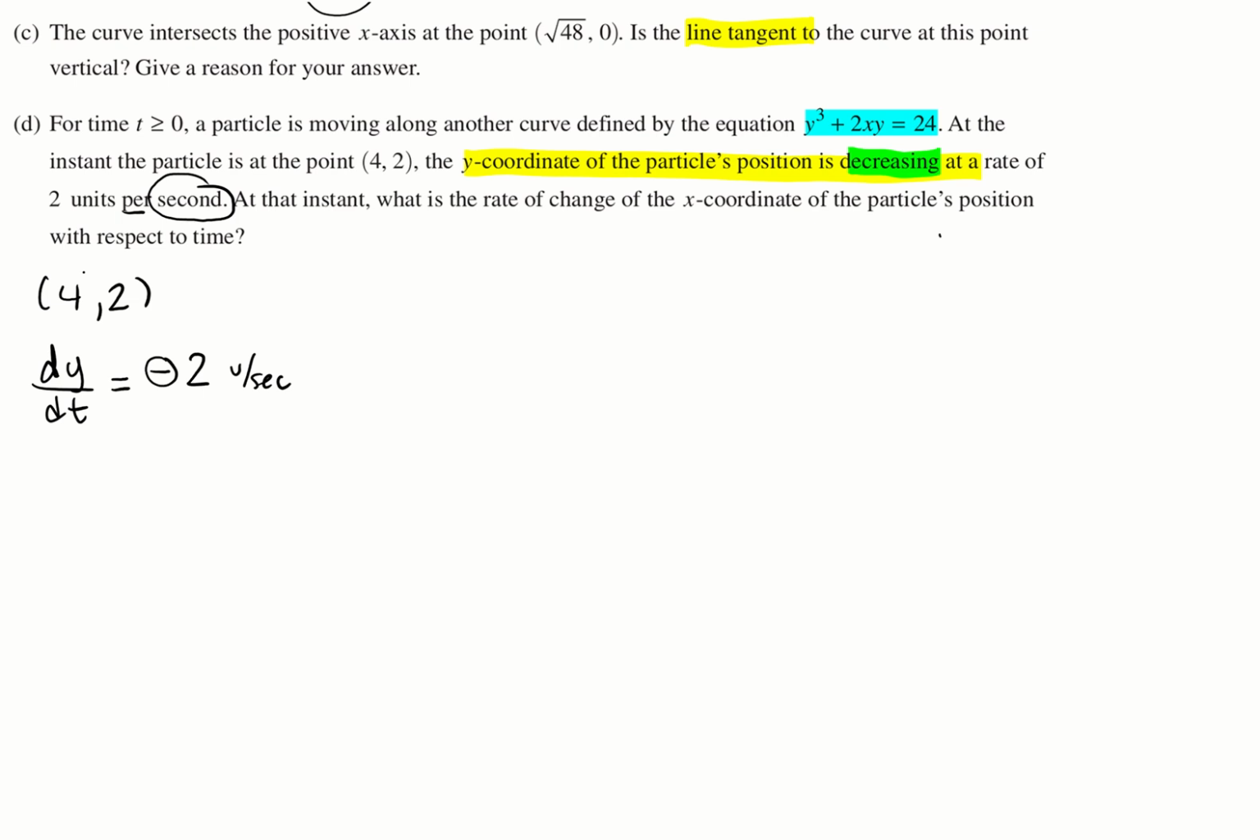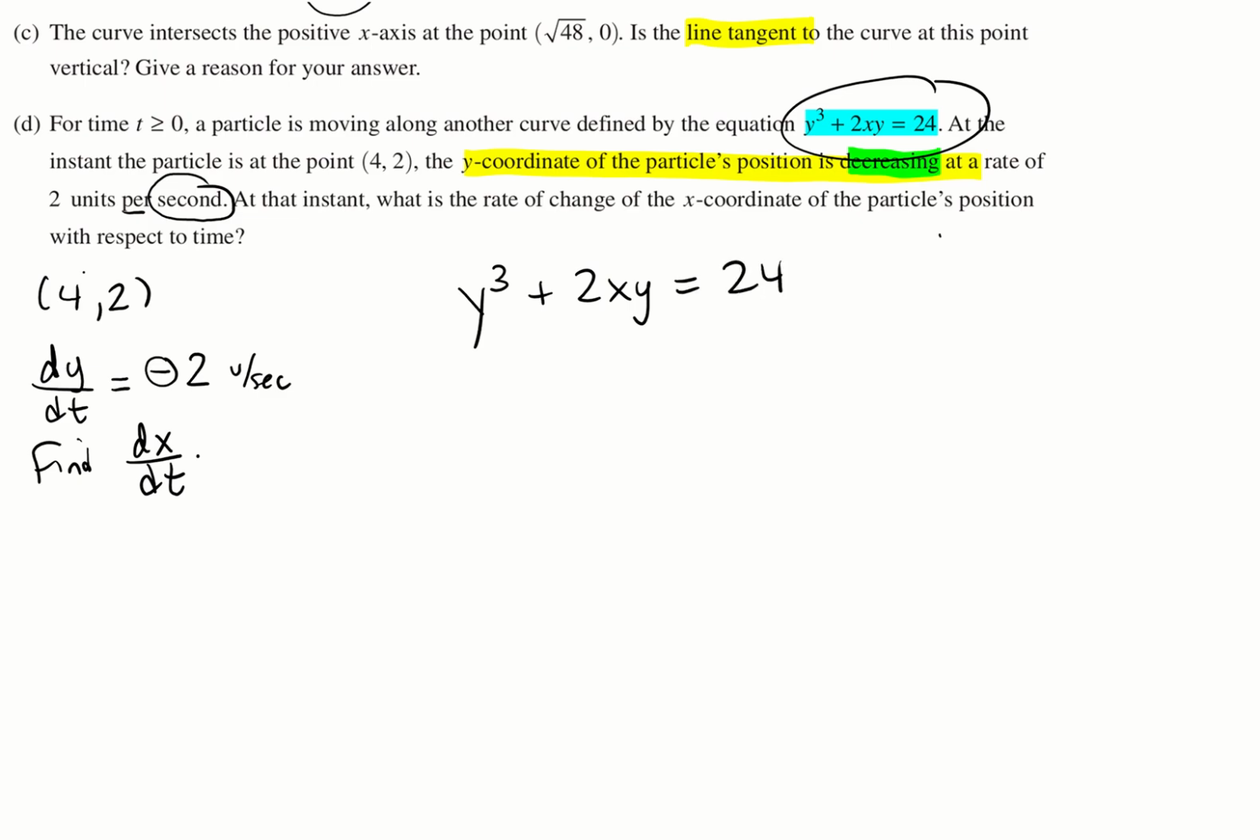At this instant, so we're still looking at the instant 4, 2, whenever that happens, what is the rate of change of the x-coordinate? So what we're trying to find is dx, that's the rate of change of the x with respect to time, so dx dt. Well, then I need to have an equation that can have dy dt and dx dt in it. I can get that if I take the derivative of the original equation for the curve.